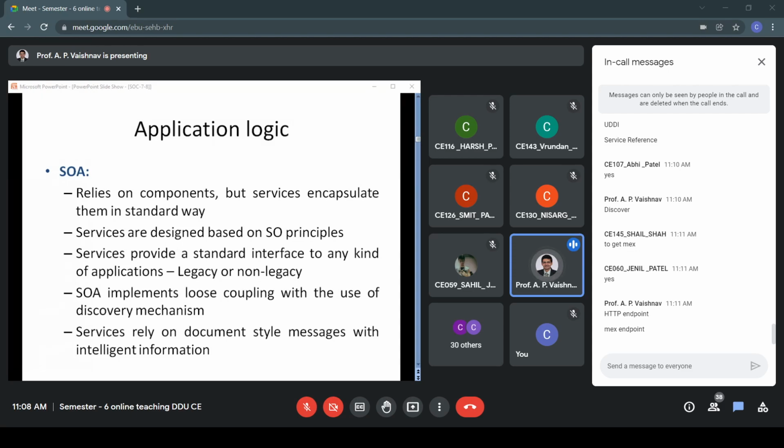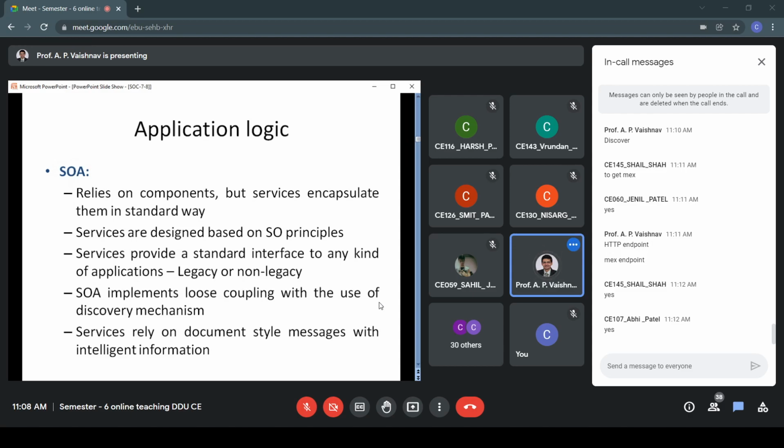The WSDL file will be downloaded after you add the service reference. Is that concept getting clear? Once you add the service reference, when you click on the Discover button, in the background your WSDL will be downloaded. Are you getting this concept? Yes, you should be able to relate the theory with the practical, right? Otherwise, there is no purpose of studying all these things, right? So you should always be able to relate.